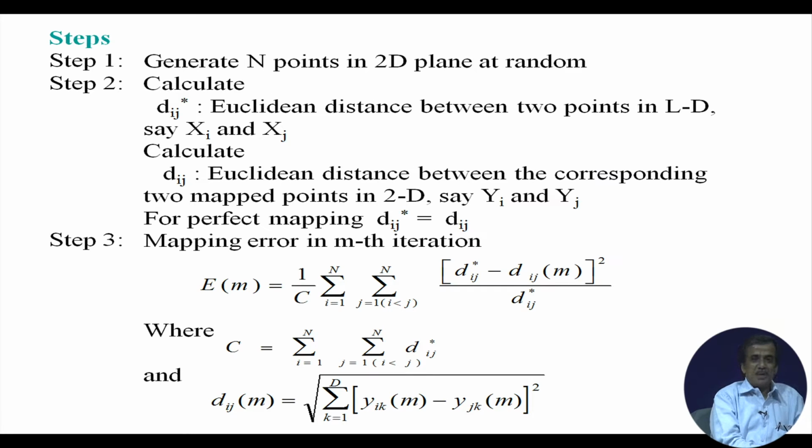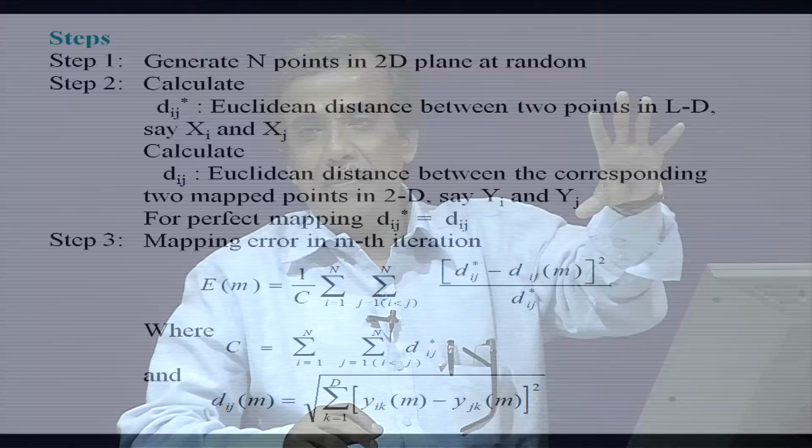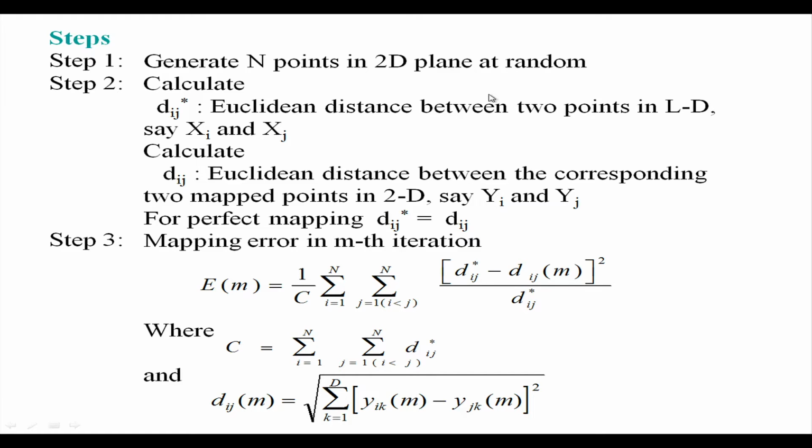Now, let us see the steps of this algorithm. Our aim is to do the mapping from higher dimension to lower dimension, say from L dimension to 2 dimension. L dimensional information is there with you, but in 2D the information is not there, and you will have to do this mapping. The first step is to generate n data points in the 2D plane at random. So, use a random number generator to generate capital N data points in 2D, and as I know, in 2D to represent a particular point I need 2 numerical values.